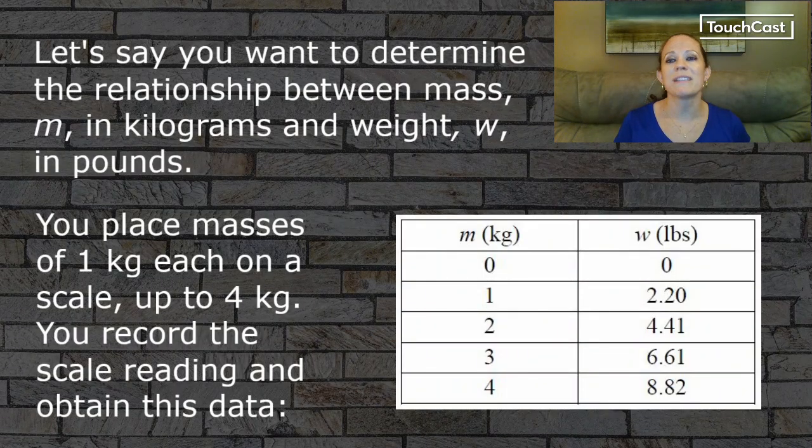So here's a simple example. Let's say you want to determine the relationship between the mass of an object, m, measured in kilograms, and its weight, w, in pounds. So this is relating two measurements from two different systems. You can place masses of 1 kilogram each on a scale, going up to 4 kilograms total, and then record the scale reading and obtain the data seen here.